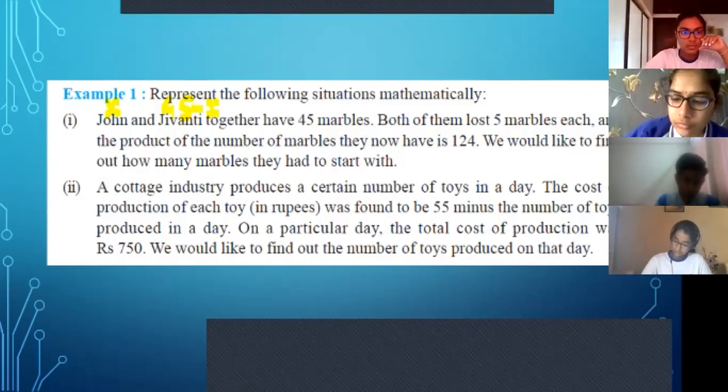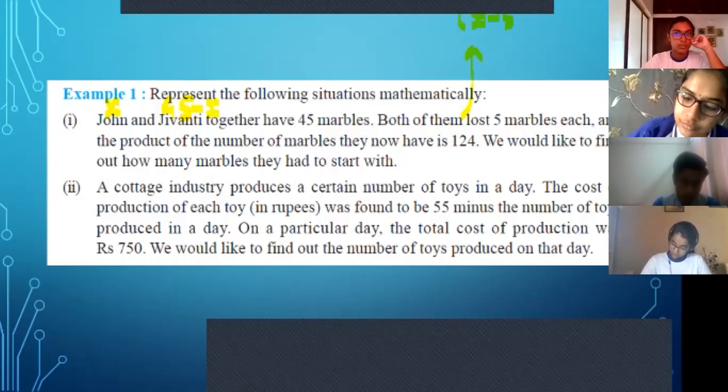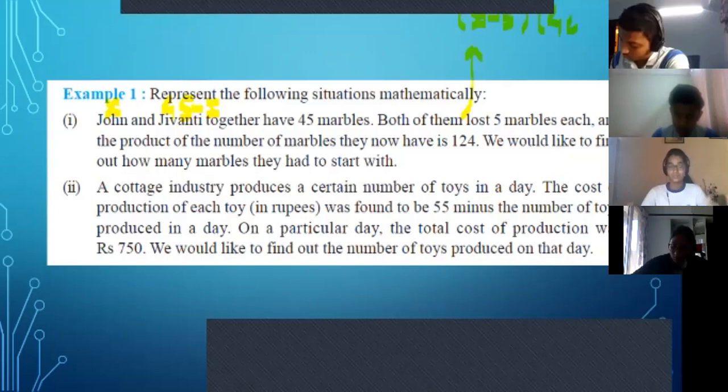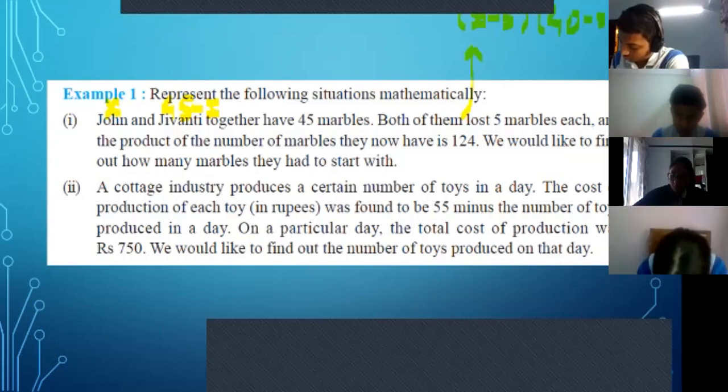Let John have X marbles. Jivanti has 45 minus X marbles. Now, next part of the sum: how do we do it when they are losing? When John is losing, how much does it become? X minus 5. When Jivanti is losing, how much will it be? 45 minus X minus 5, so that is 40 minus X. And their product is given to you as how much? 124. So this is my equation.